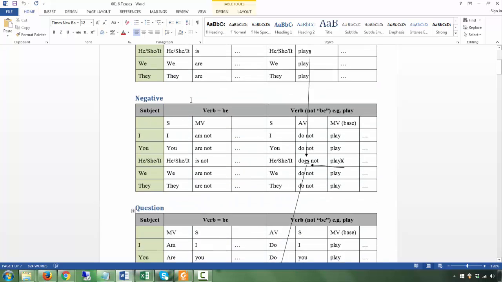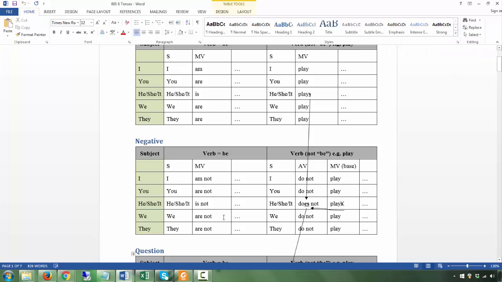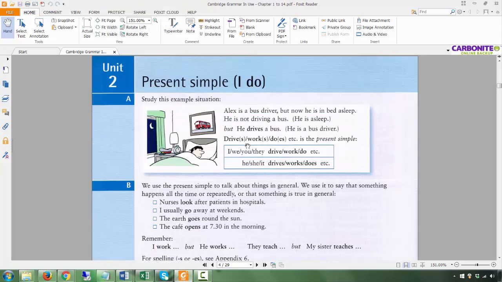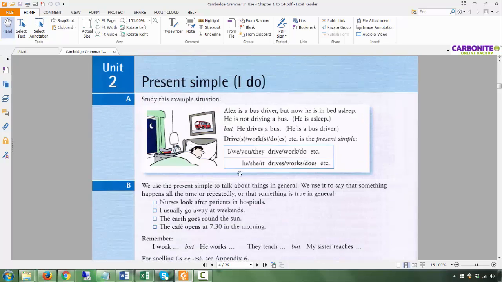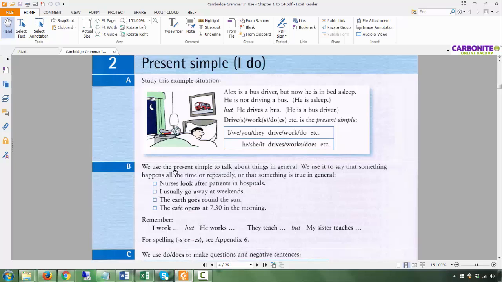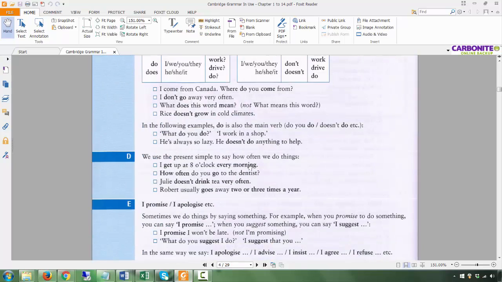Okay, so this is the way you use this. It's a bit complex. You will see that for some students it comes naturally, for some it does not, and then therefore you need to really logically analyze. Now let's quickly go through this. Go back and read this first section. You see, we use the present simple to talk about things in general. We say something happens all the time or repeatedly. So habits, regularly.